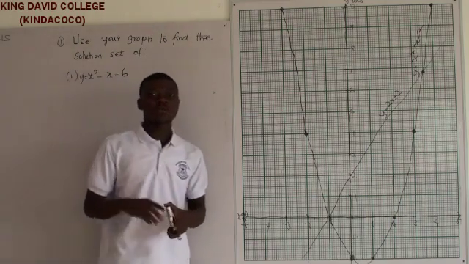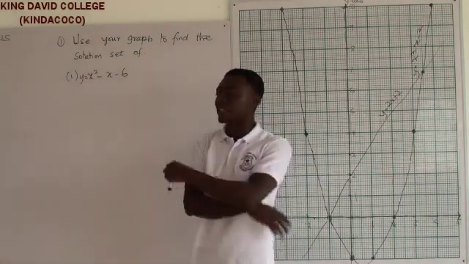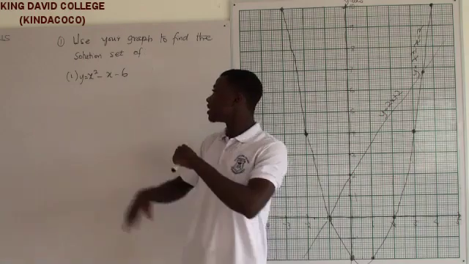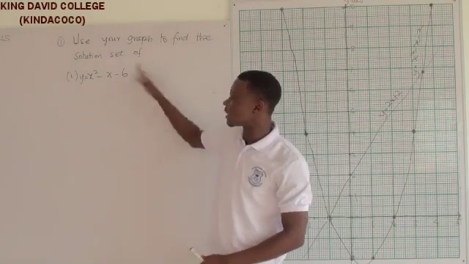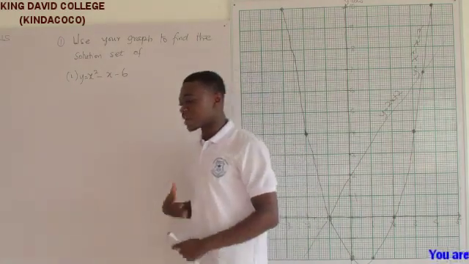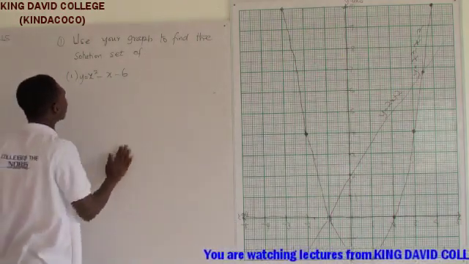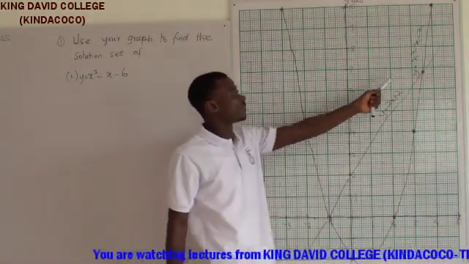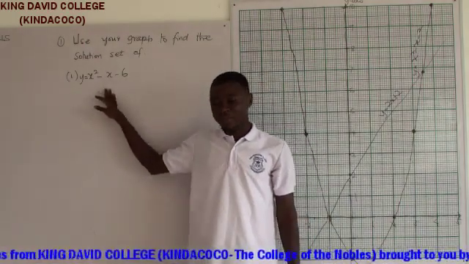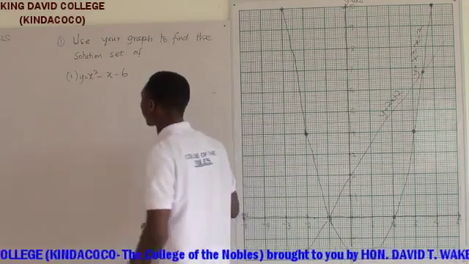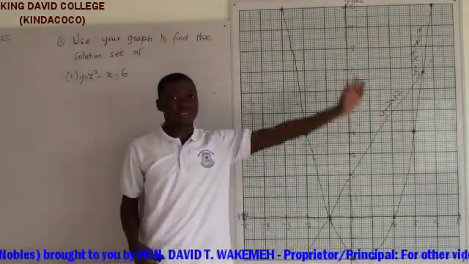Or the roots of this particular equation. So use your graph to find the root set of what? This particular equation here. But when you come here, you could realize that this equation is different from our curve, and this is also a quadratic equation. So the question is, how then do I find the roots of this quadratic equation when I know a different one?